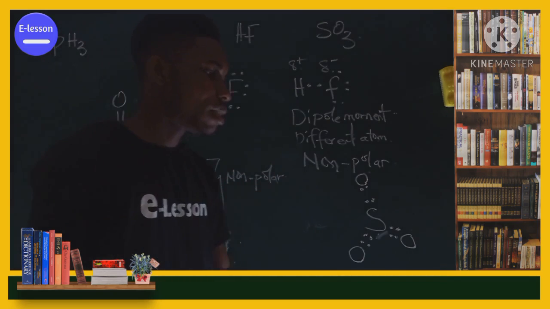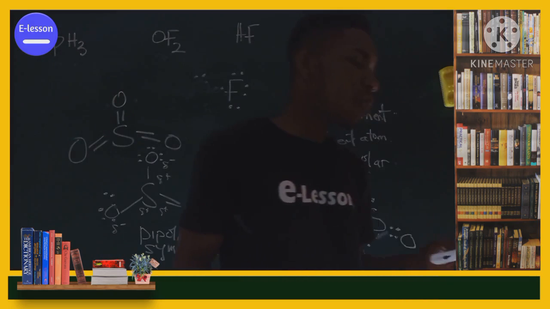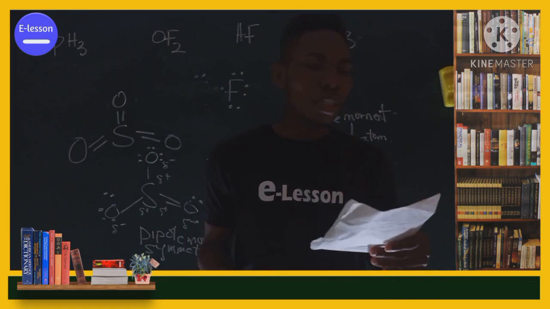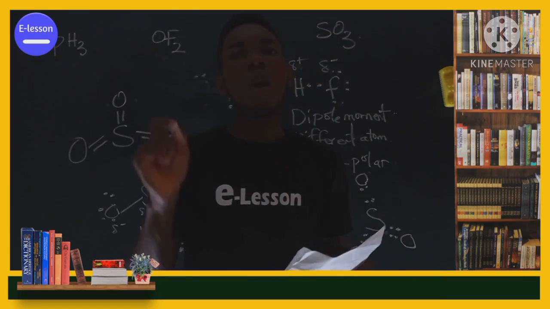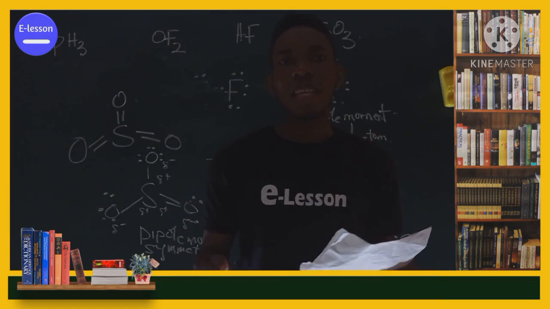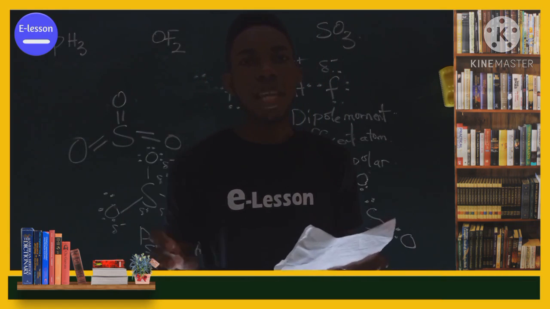And the question says, which of the following molecules are polar? So the correct answer is all except SO3. All except SO3. SO3 is not polar because it is symmetrical.